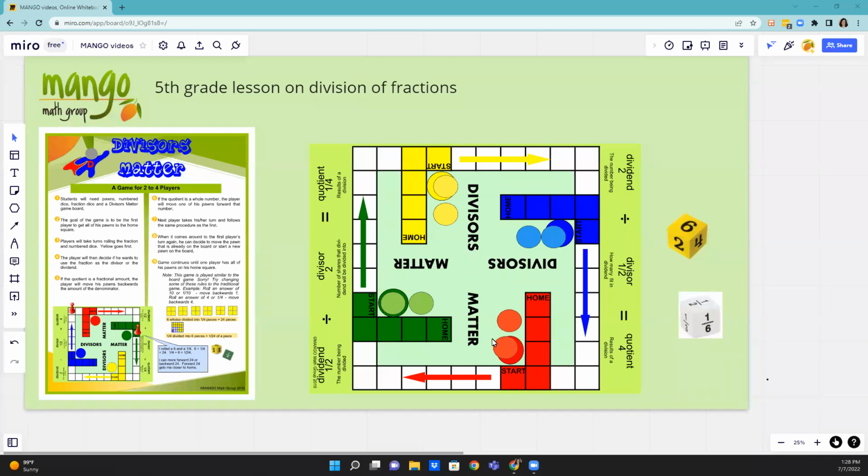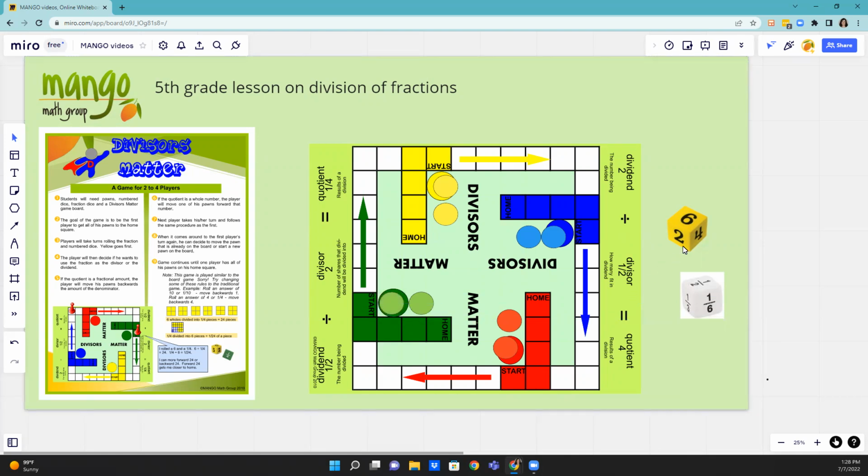So we are having students practice this game by determining if they're going to have a divisor that's a whole number or a fraction. In the directions, it's going to show you visually exactly what's happening when you are dividing either a fraction by a whole number or a whole number by a fraction. Students will have two dice, a numbered dice and a fraction dice, which they will roll, and they will start with the colored pawn, the first one out.